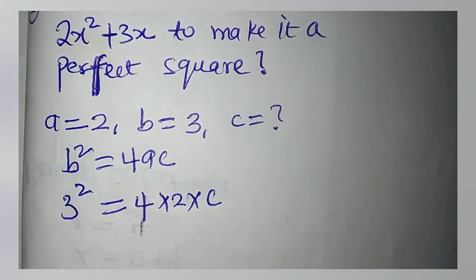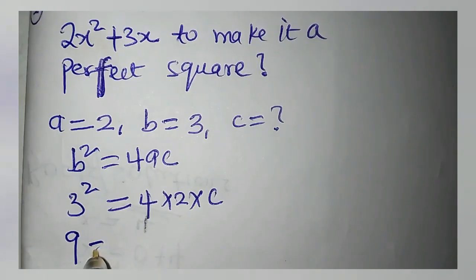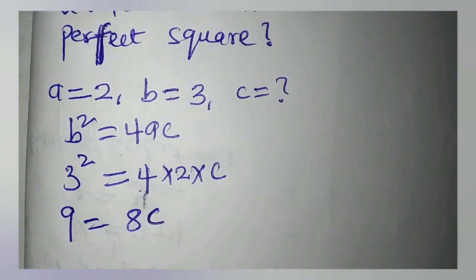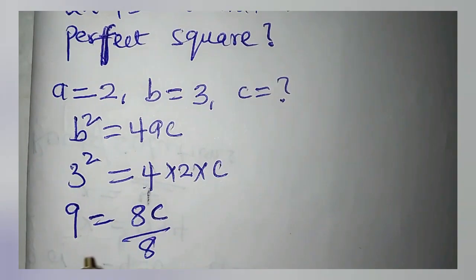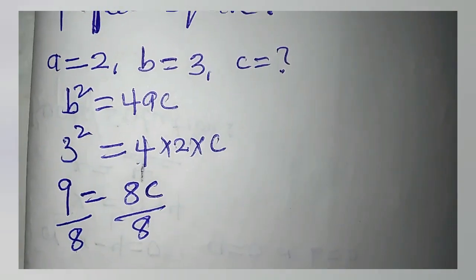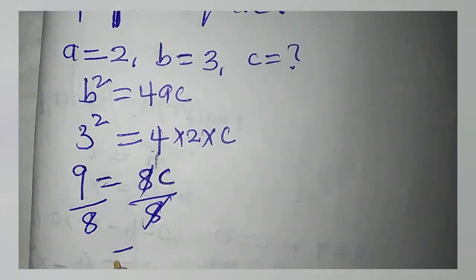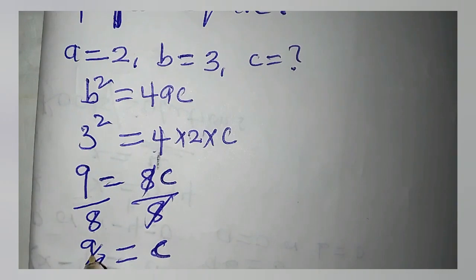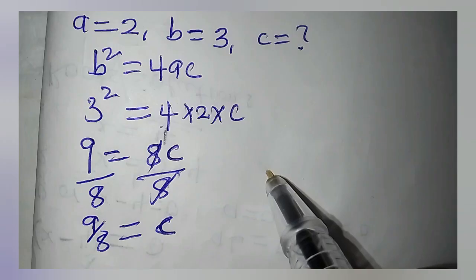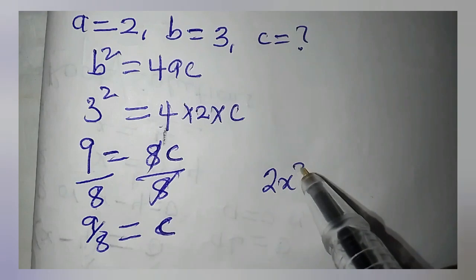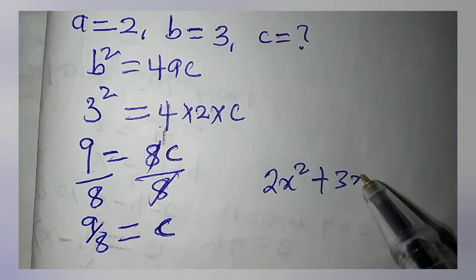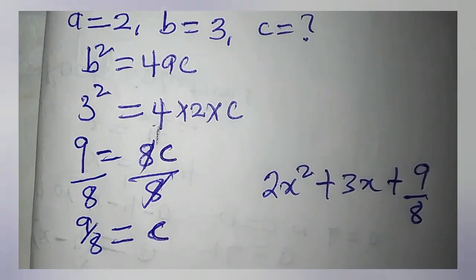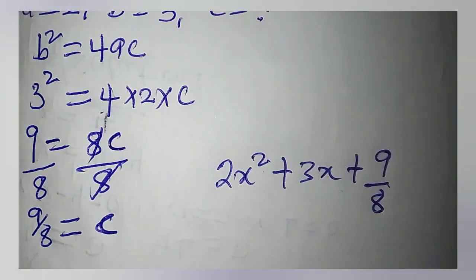Alright. 3 squared is 9. 4 times 2 is 8c. Now, if I divide both sides by 8, 8 will cancel 8, and so c is equal to 9 over 8. So the complete expression is 2x squared plus 3x plus 9 over 8. This is the expression, and it is a perfect square.